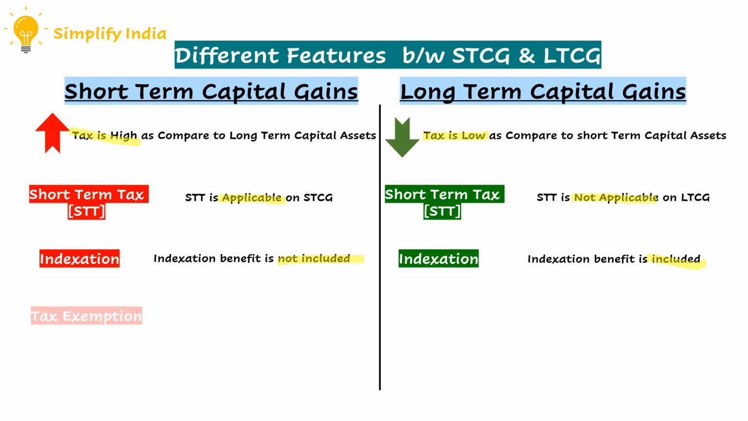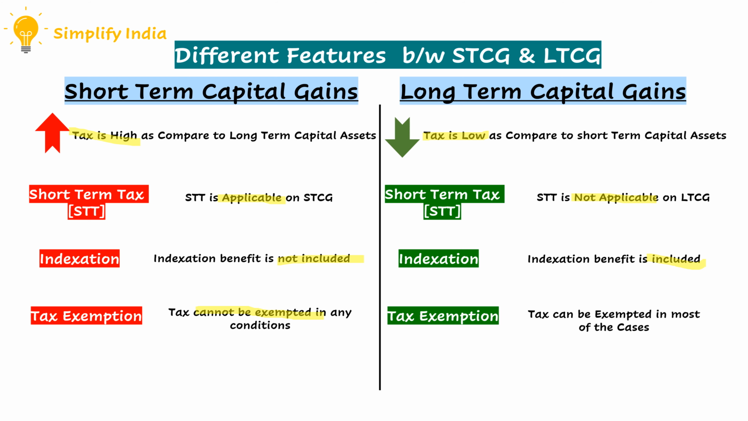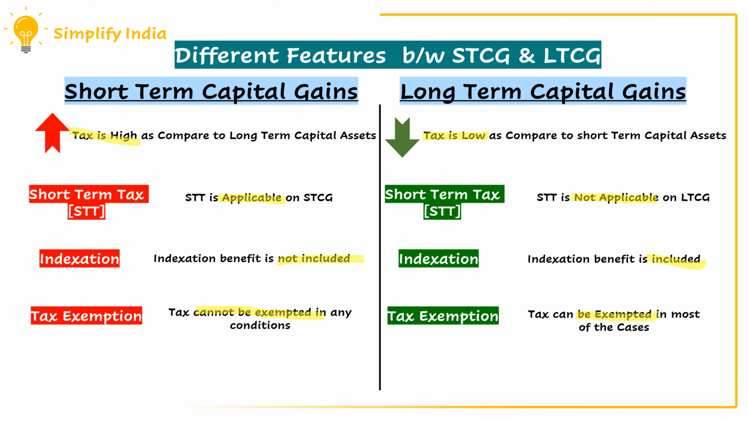Next we have tax exemption. In case of short-term capital gain, tax cannot be exempted in any of the conditions, whereas in case of long-term capital gain, tax can be exempted in many of the cases.